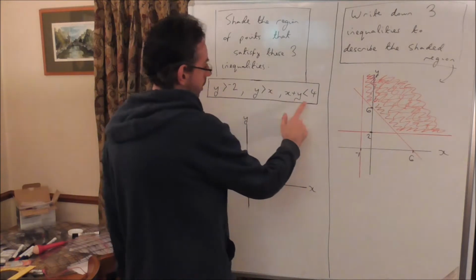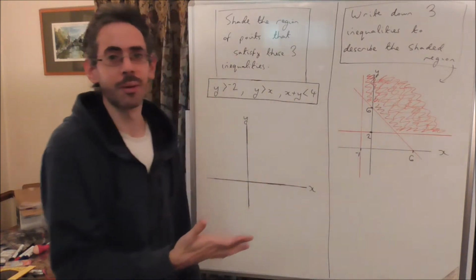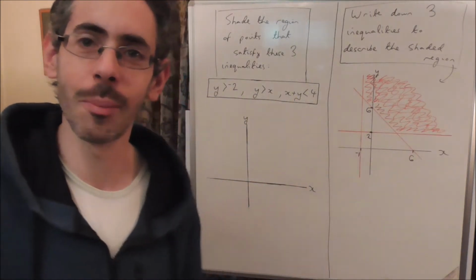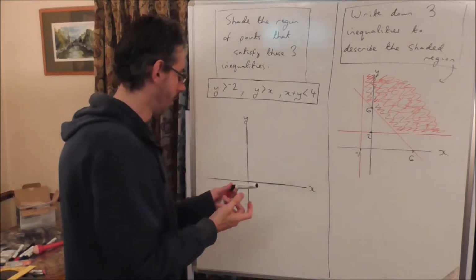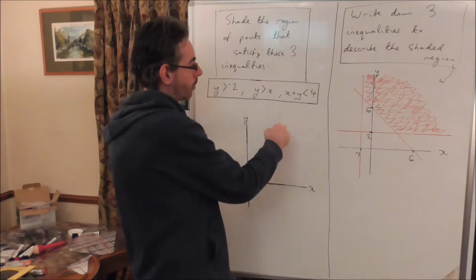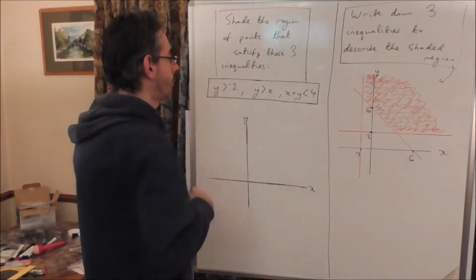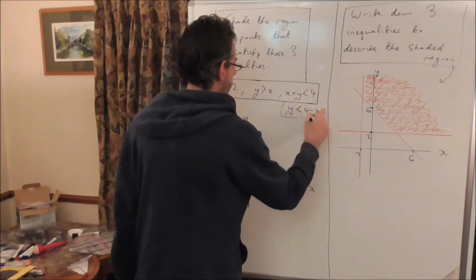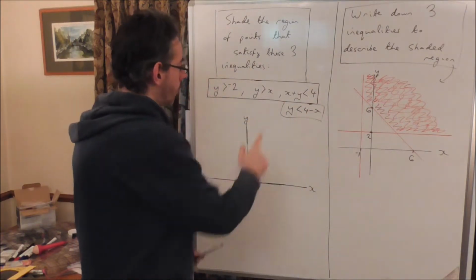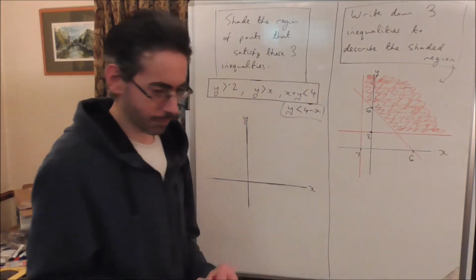Now if you notice here, y isn't the subject, so I'm going to make y the subject. I think it's a bit easier to draw the line, as I said, and a bit easier to choose the correct region. So to make y the subject, I'm just going to subtract x from both sides. So you get y is less than 4 minus x. So this inequality, I'm going to think of it in that form.